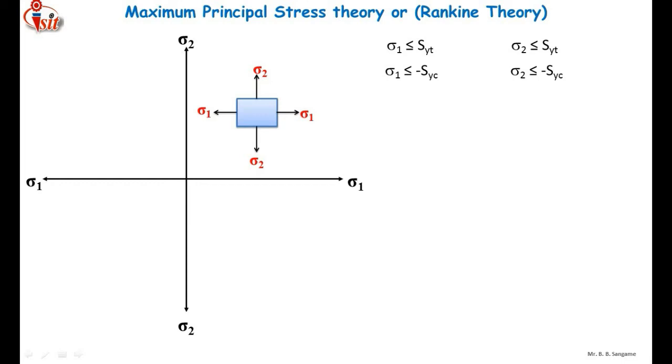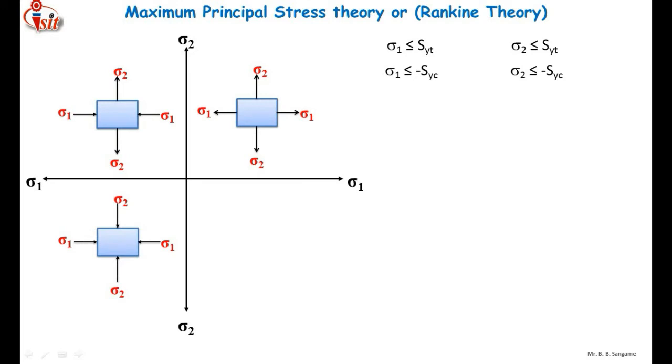In the second quadrant, you can see that sigma 1 is negative. It means that sigma 1 will be of a compressive nature, and sigma 2 is positive, so it will be of a tensile nature. So the figure will be like this. You can see that sigma 1 acts in a compressive manner and sigma 2 acts in a tensile manner. Similarly, in the third quadrant, you can see that sigma 1 and sigma 2 both are negative, meaning sigma 1 will be compressive and sigma 2 also will be in a compressive state of stress. So the figure will be like this.